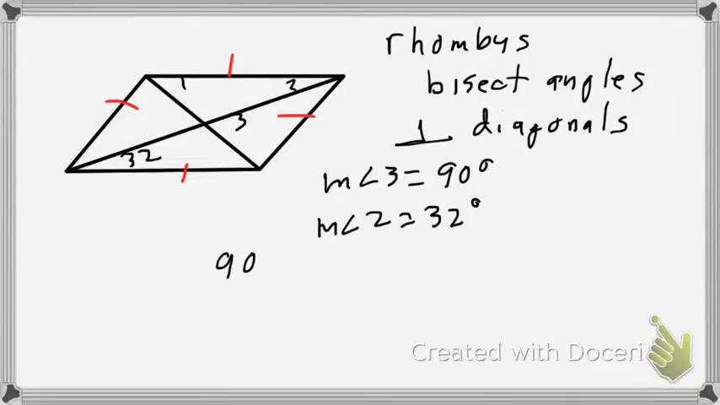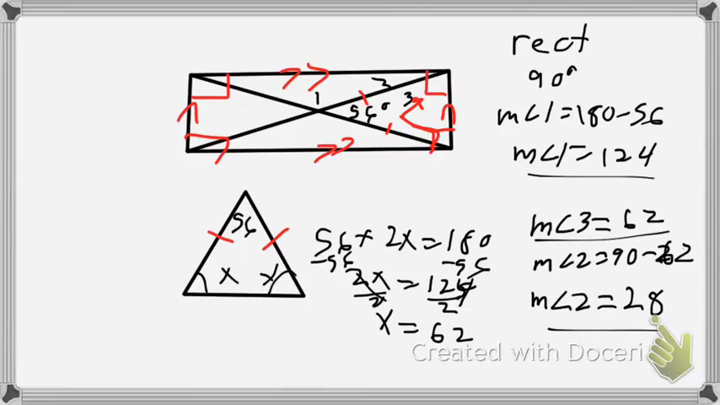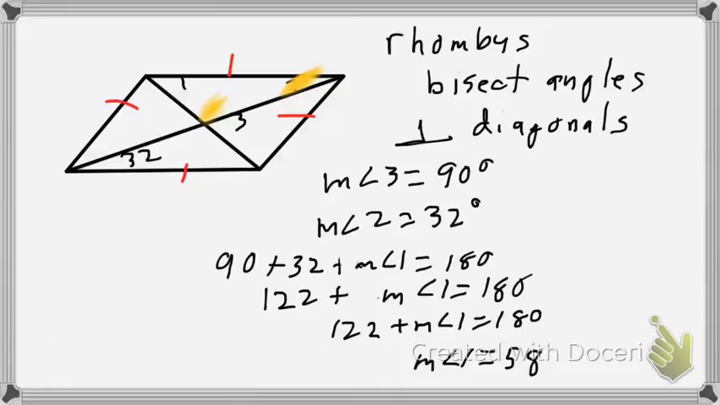We also know that angle 2, because opposite angles are equal and they bisect each other, is going to equal 32 as well. Also, 2 and 32 are alternate interior angles. So that leaves us with number 1. We know that 90 plus 32 plus angle 1 equals 180. So run that through the math, and we get the measure of angle 1 equals 58 degrees. And that checks.